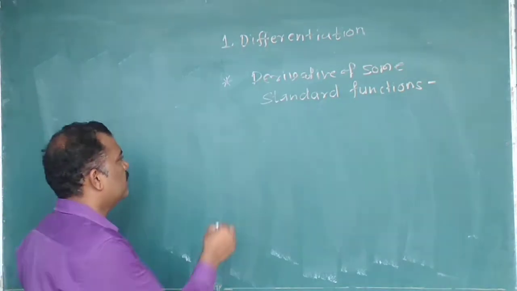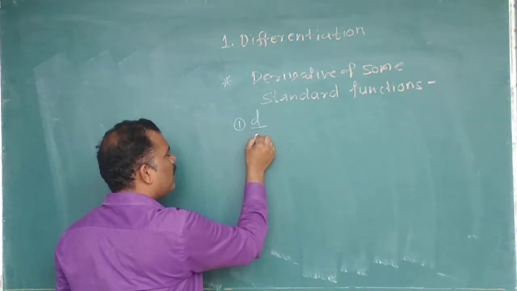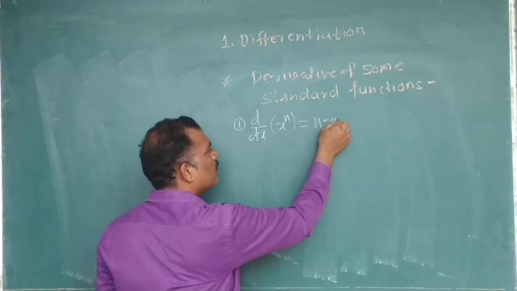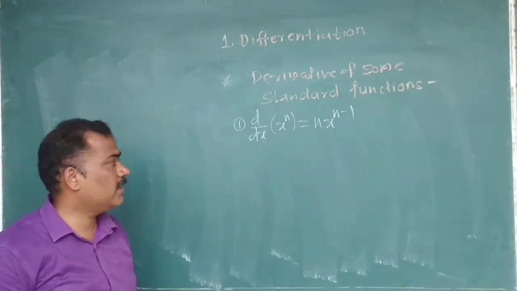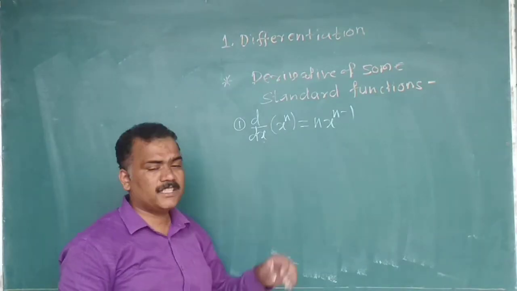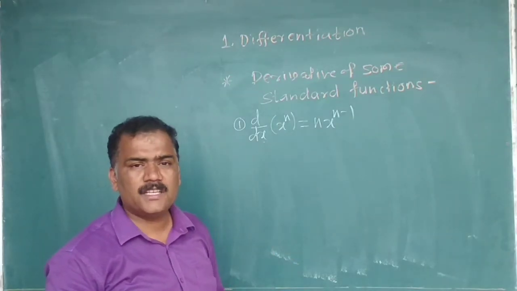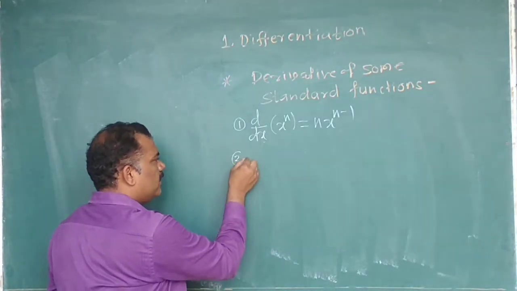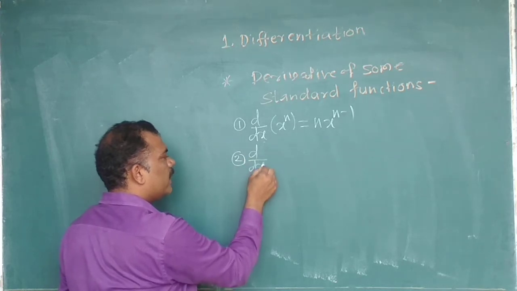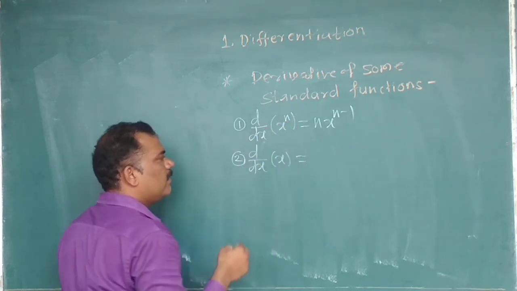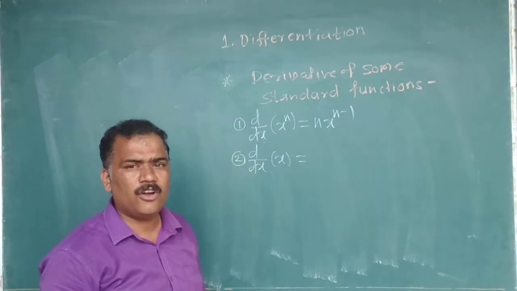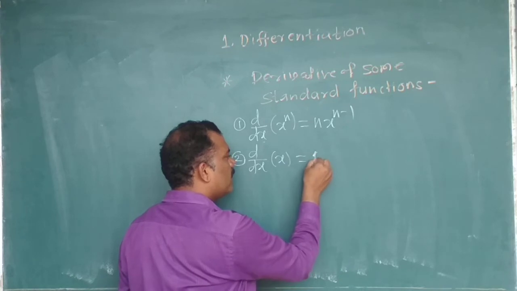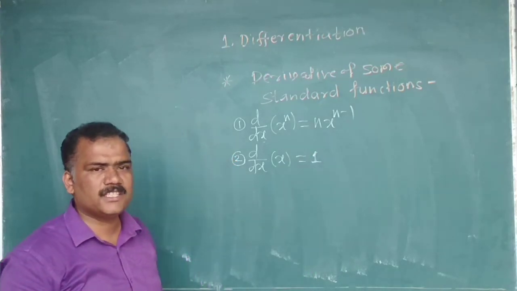First, we have to discuss that d dx of x raised to n is equal to n into x raised to n minus 1. By using this formula, we can create another formula, that is d dx of x. It means we take the value of n is equal to 1, so d dx of x is equal to 1. Derivative of x with respect to x is equal to 1.